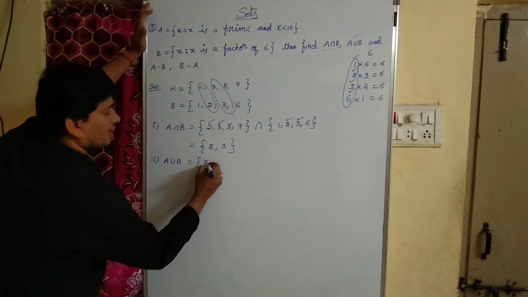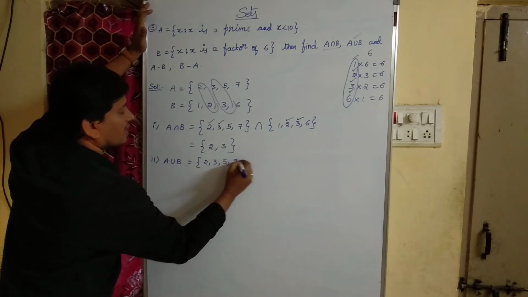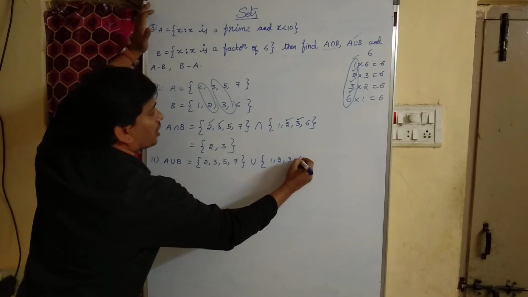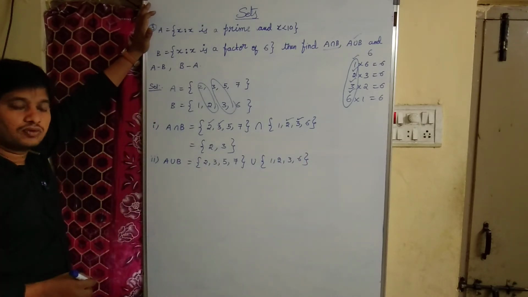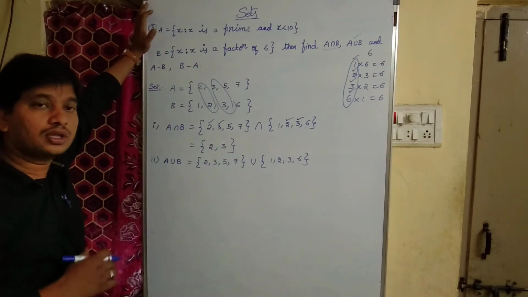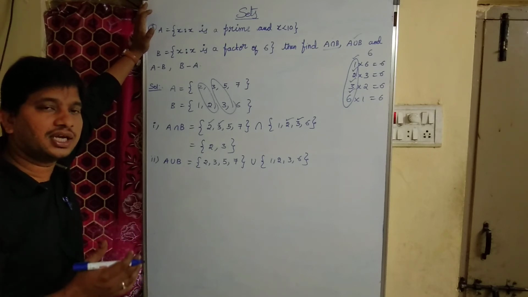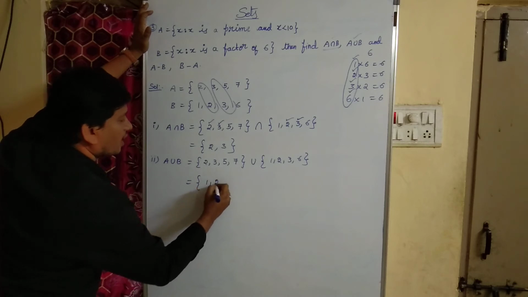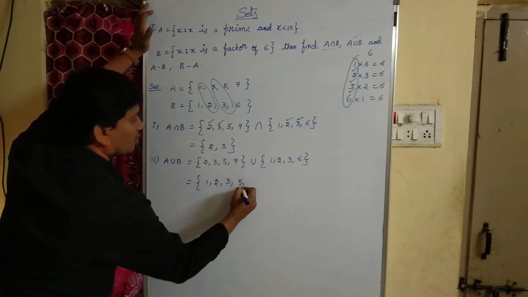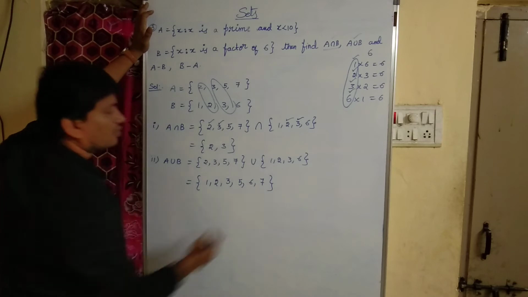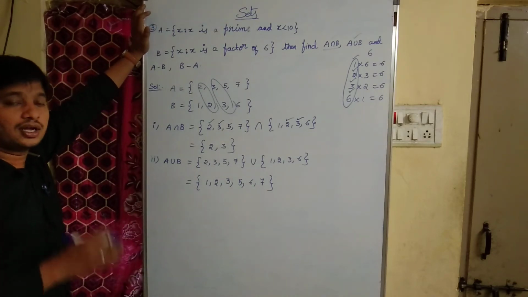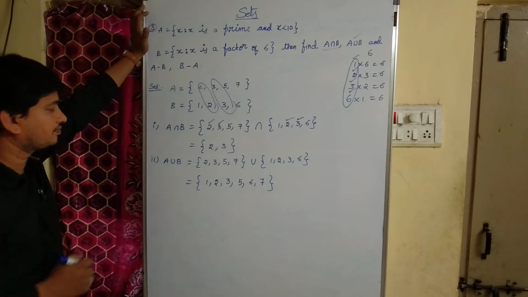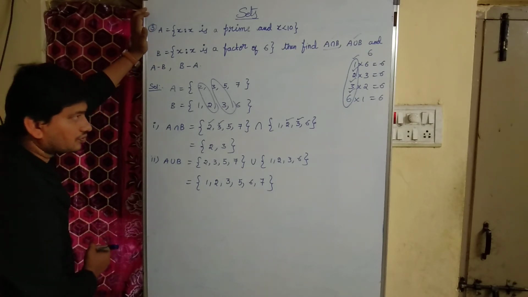In set A, elements are 2, 3, 5, 7. In set B, elements are 1, 2, 3, 6. What do you mean by union? Union means all the elements which are there in both set A and set B. Right? So, we need to write 1, 2, 3, 5, 6, 7. All the elements. If any element is repeating two times, we need to write it only once. That is A union B.